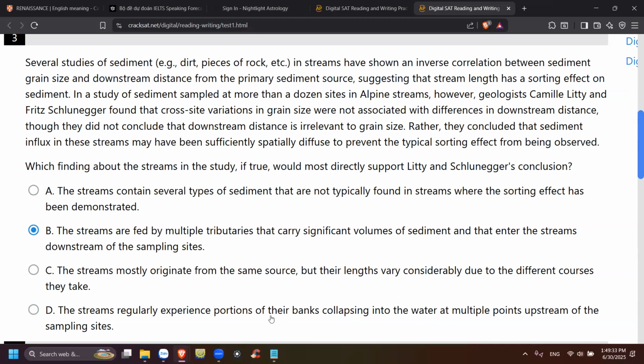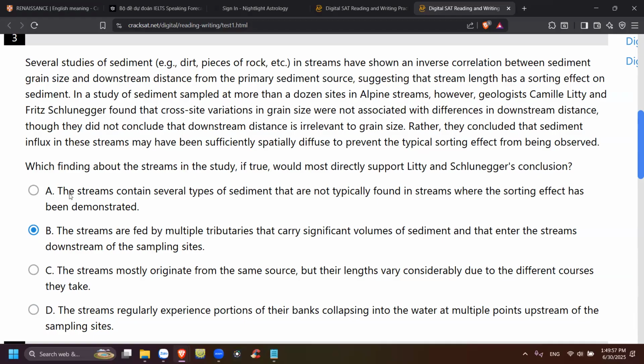So they say that the stream regularly experiences portions of the banks collapsing. If the banks of the river collapse into the water, it would produce even more sediment, right? At multiple points upstream. So it would not help with diffusing sediment spatially. It just adds more, right? Right. So D doesn't make sense.